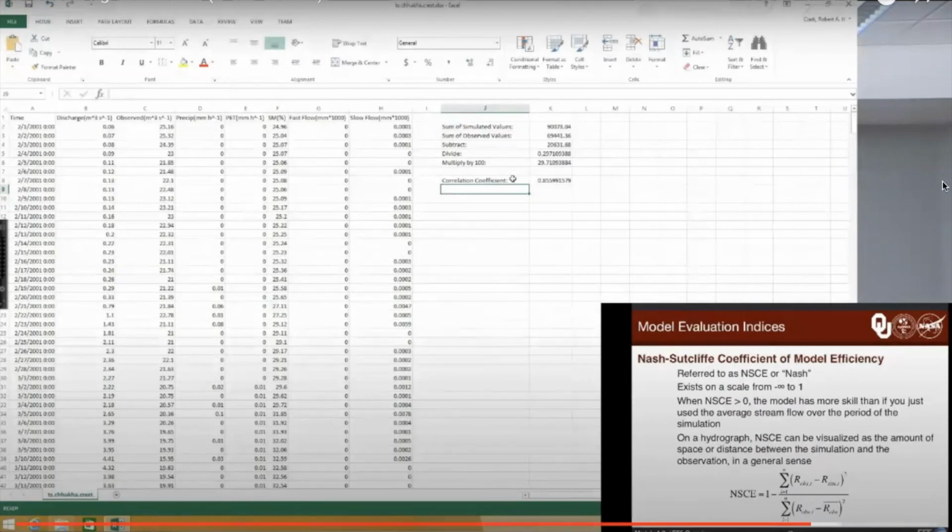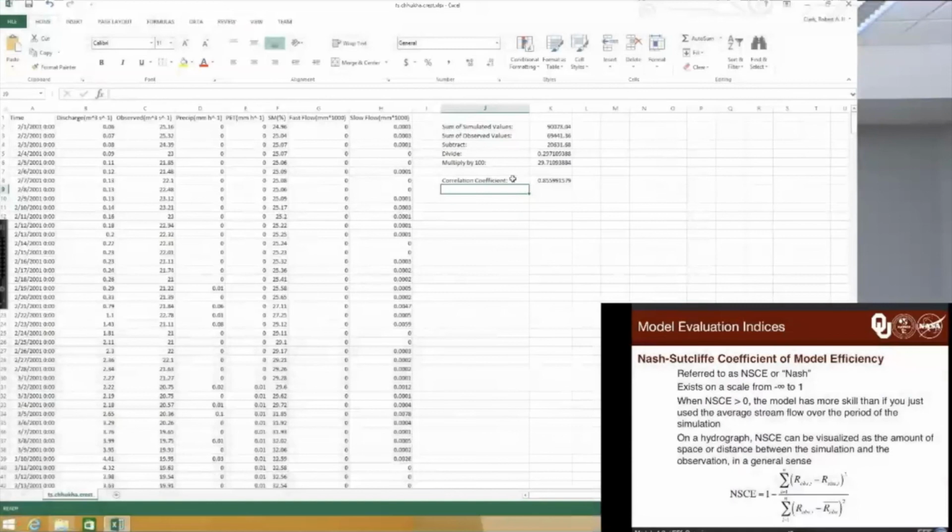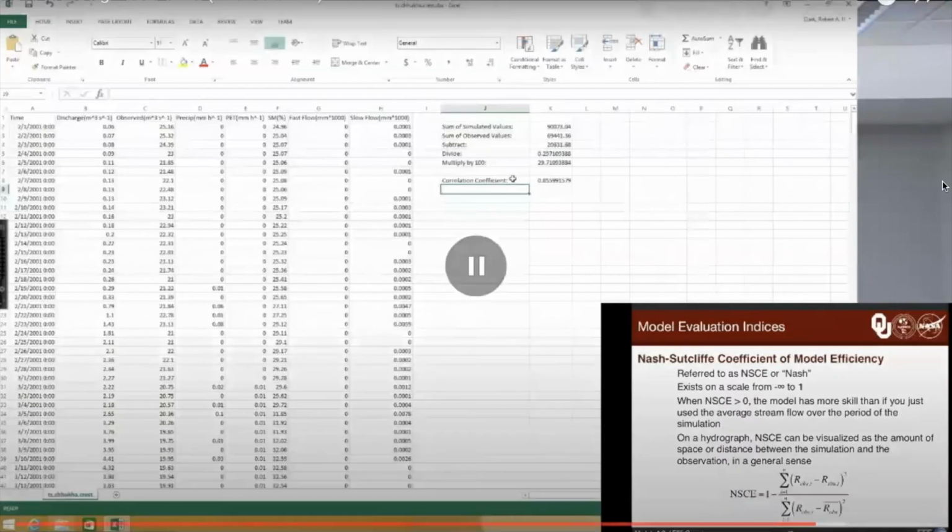It doesn't really have a side-to-side or up and down component like the bias and the correlation coefficient do. And the equation for Nash is down there at the bottom of slide 48. And again, it looks a little bit nasty, but Excel has some built-in functions that can help us break this down and make it easy to understand.